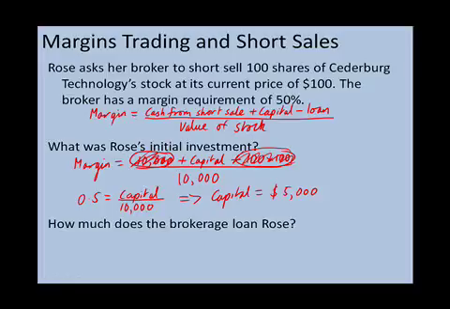Now, how much does the brokerage loan Rose? Well, this is a bit different from the long position we considered with Jerome. Here, the loan is shares. It's not cash. The loan is shares. Rose has borrowed 100 shares of Cederberg Technologies from the brokerage. So this loan is nothing to do with cash. Rose will have to repay shares.